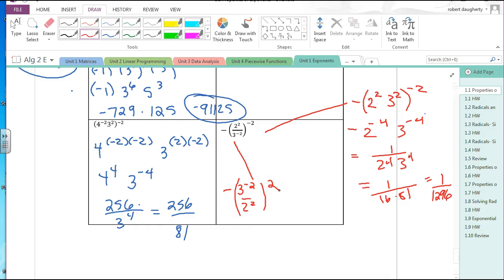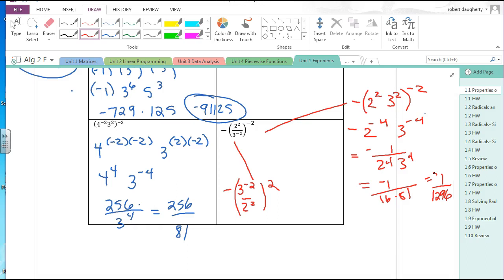Pardon me? Oh, it should have stayed here. There we go. So that's my mistake. Look, so the 3 is to the negative 2, right? You put it in the bottom. And then you put the negative.